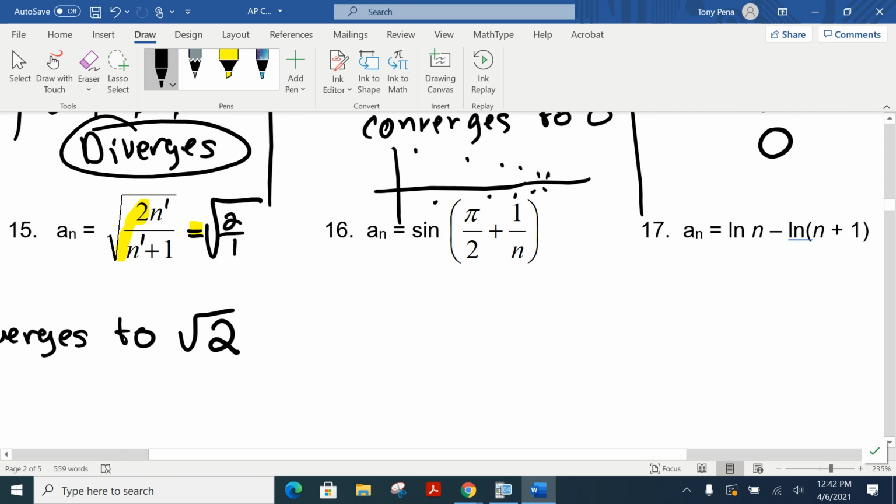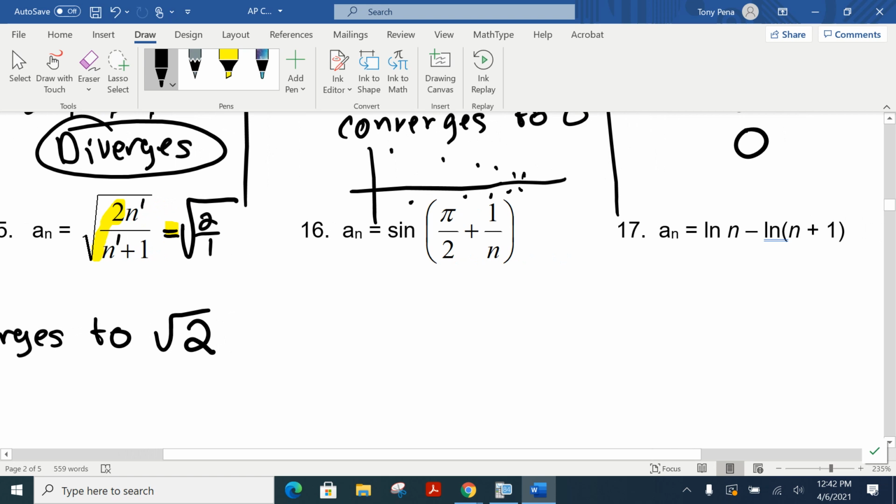16, I think we can do. Try 16. As n gets bigger and bigger and bigger, what's going to happen overall to that value?